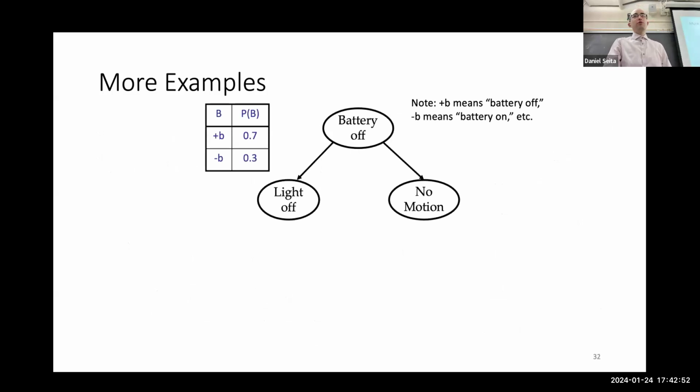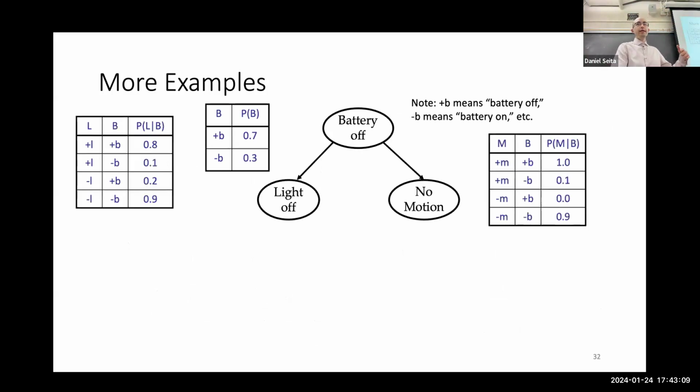So here's another example. This will be the last Bayes net example that we'll go through today. I think you're probably tired of looking at all these examples. So you have a Bayes net where battery off, light off, and no motion. These are some numbers. Again, we're just going to assume that we give you the table. Then you have your numbers here.